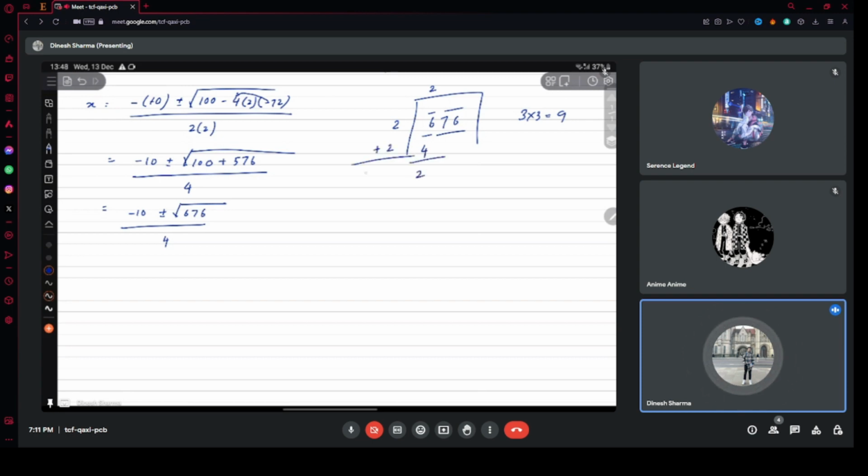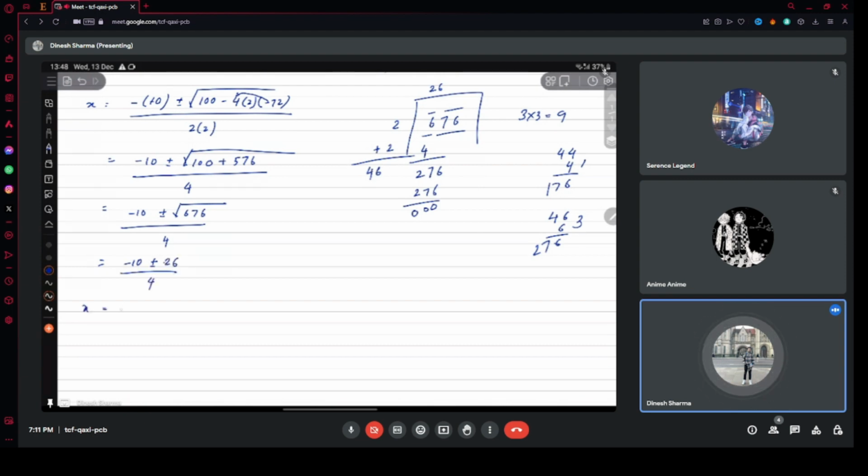Bring down 2 and add it here. That's 4. Bring down 76 here. So which number, when multiplied here, becomes 276? So we can try with 44 into 4. 4 4 is a 16, 17, 176. No. 46 into 6, 6 6 is 36. 6 4 is 24, 25, 26, 27. Exactly 276. So 46 into 6 is 276, and we get 0. So this is the square root of 676, which is 26, divided by 4.